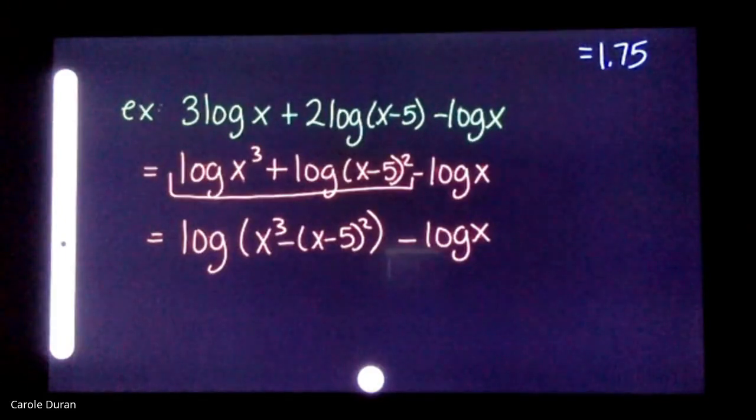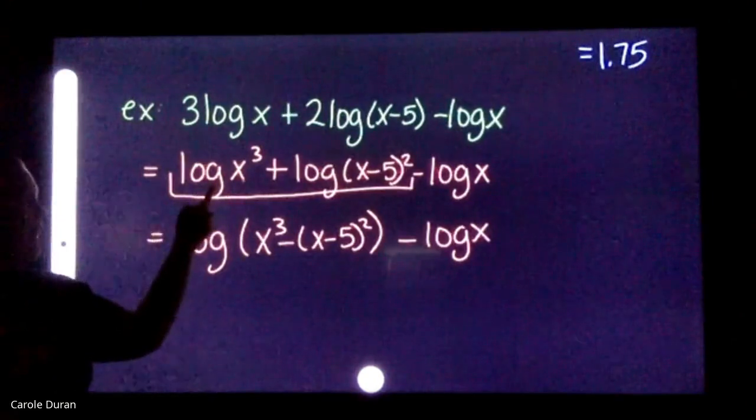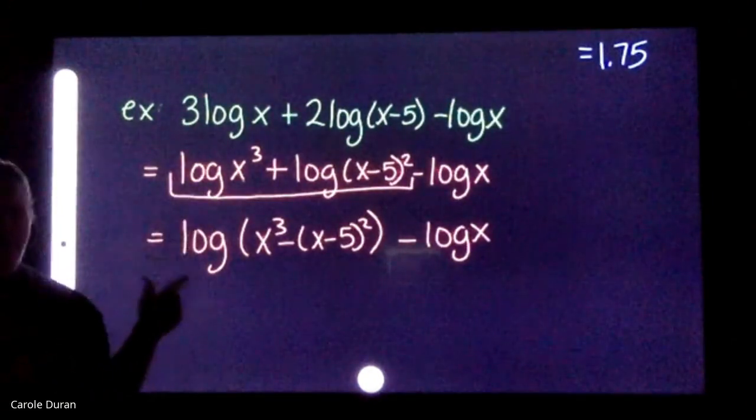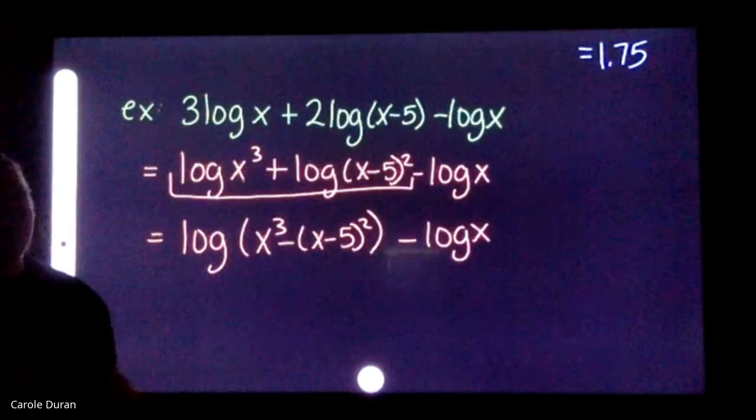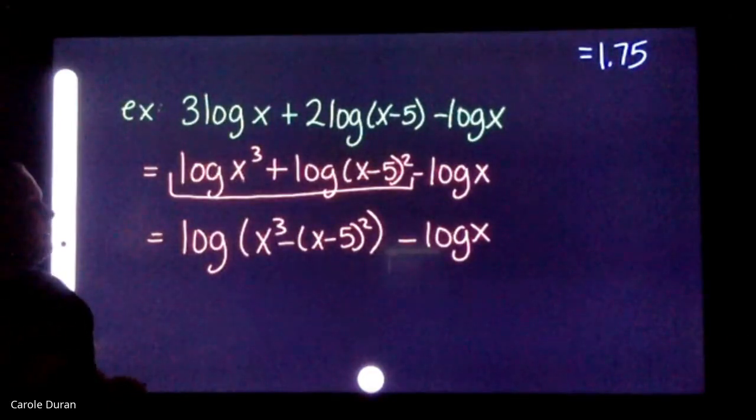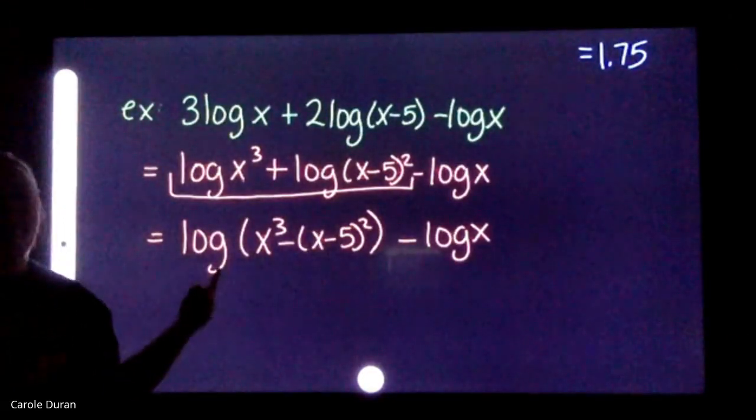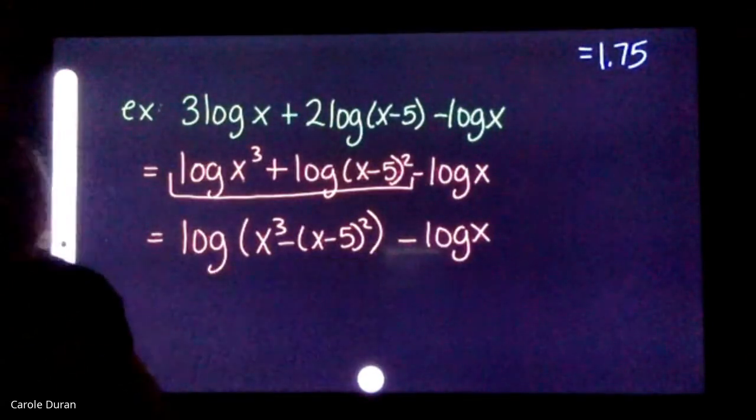I know that I can put all of these together because they all have the same base. Since there is no little number after each of the logs, we assume it's all base 10. So I condensed this part, but what do I know about this subtraction happening right there?